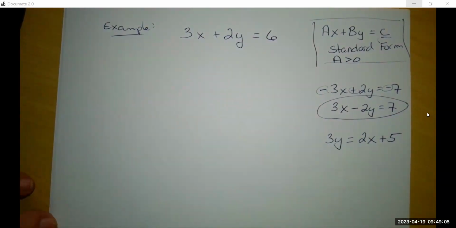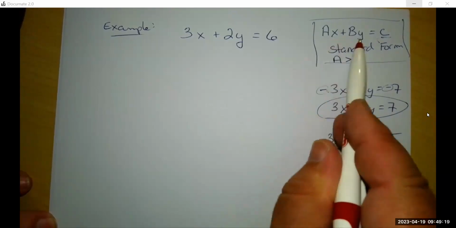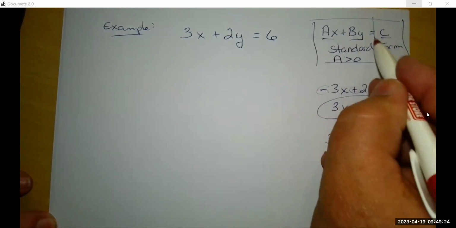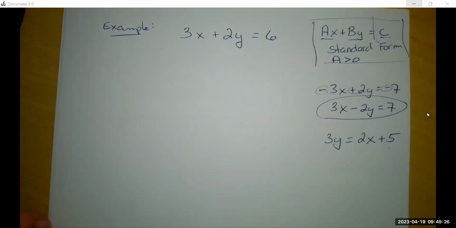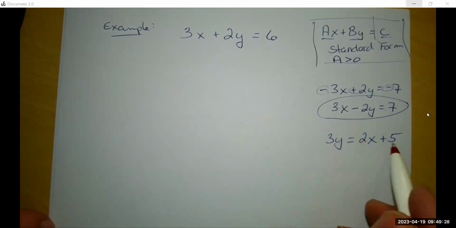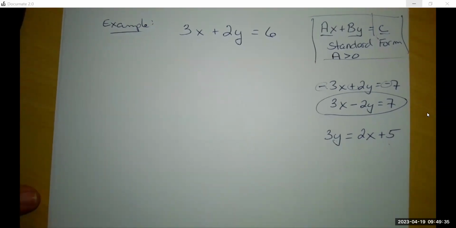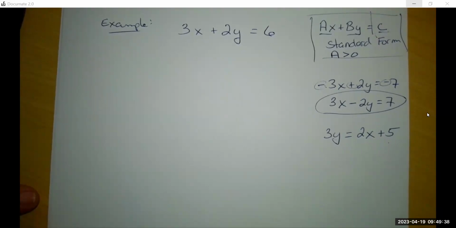So what do you move? Why would you move the 3Y? If you move the 3Y, it's going to be on this side. If you move the 2x, it's going to be over here. And it's still not going to look like this. You have to have the x and the y on the same side of the equal sign. If you move the y and move the x, you've done nothing except move them. So which one do you have to move?